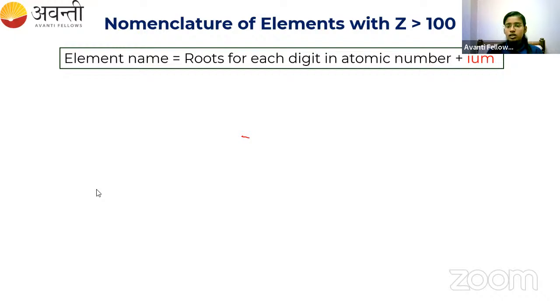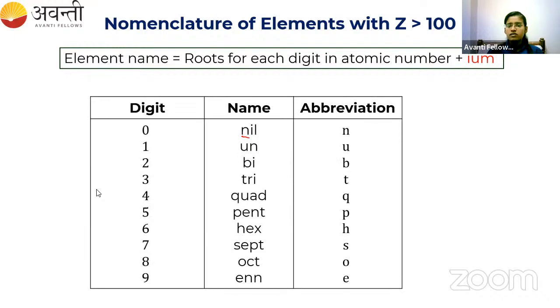Now what is the root for each digit? We have digits from 0 to 9, right? The combination of these 10 numbers gives us the other numbers. The name we have to use for 0 is nil, for 1 it is un, then bi, tri, quad, pent, hex, sept, oct and enn. These are the names we have to use for naming the digits.